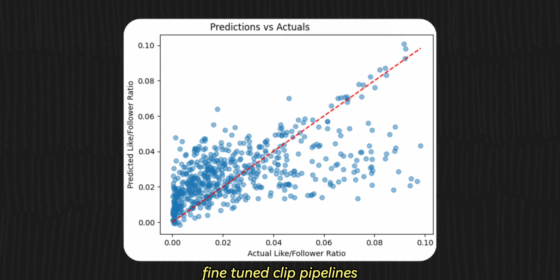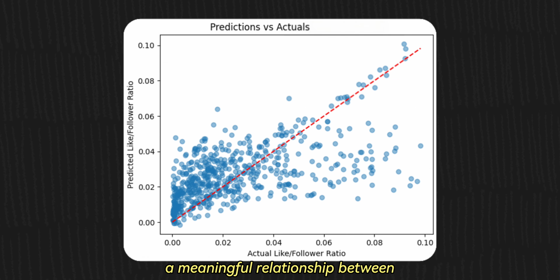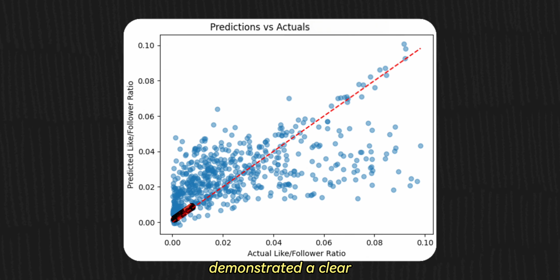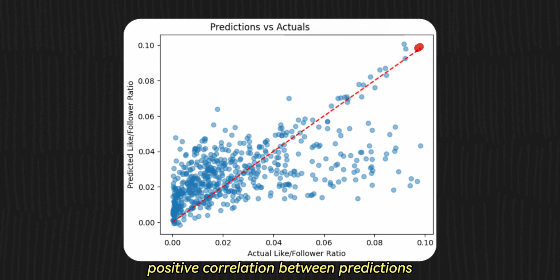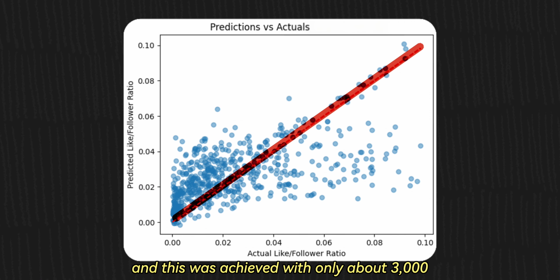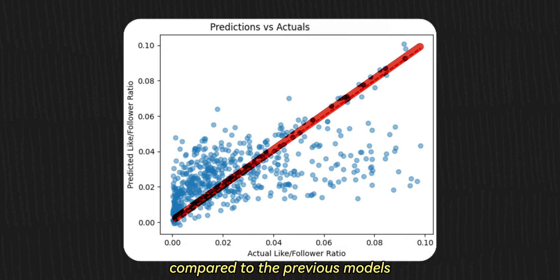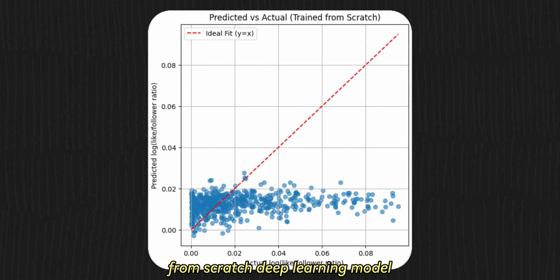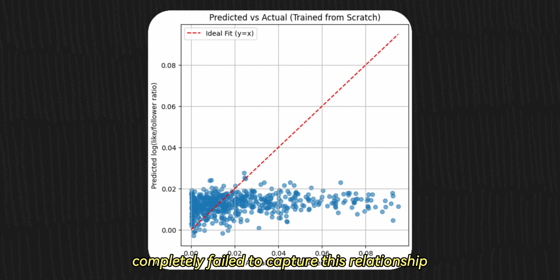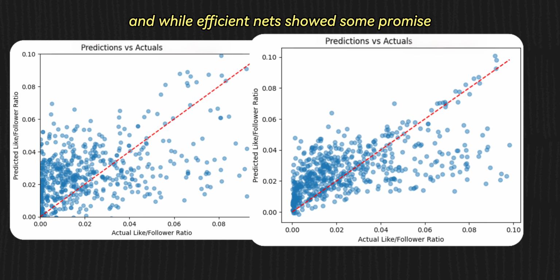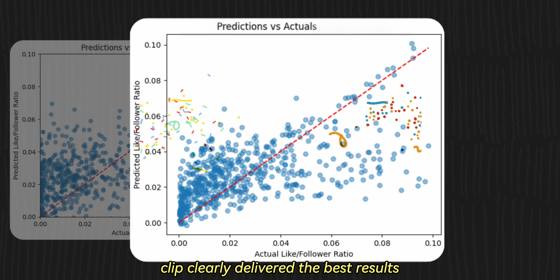Fine-tuned CLIP pipelines successfully learned a meaningful relationship between Instagram post semantics and engagement, demonstrating a clear positive correlation between predictions and actual values. And this was achieved with only about 3,000 image-caption pairs. Compared to the previous models I tried, a from-scratch deep learning model completely failed to capture this relationship, and while EfficientNet showed some promise, CLIP clearly delivered the best results.